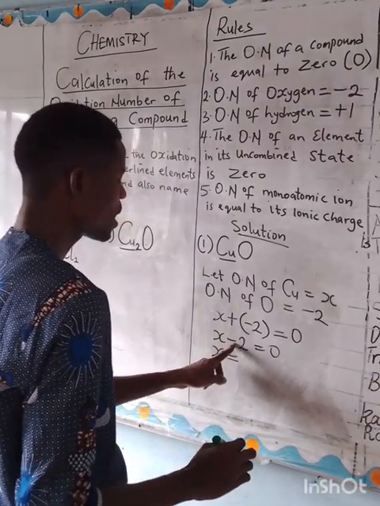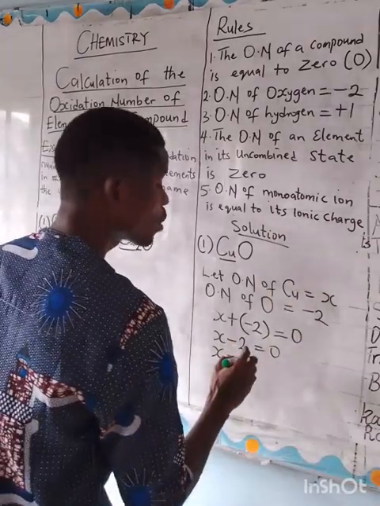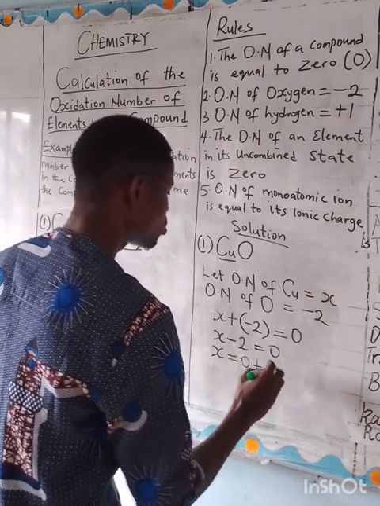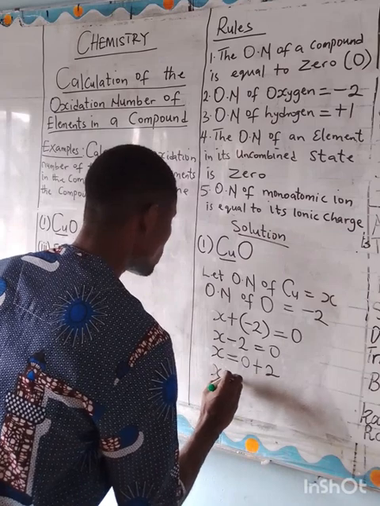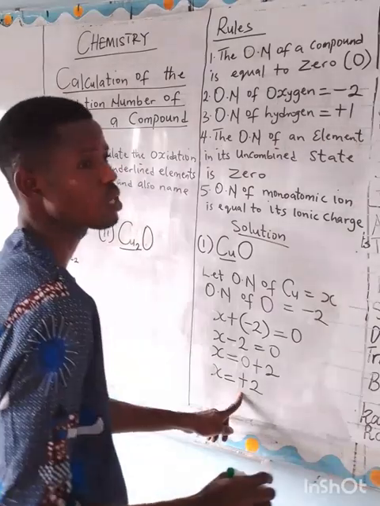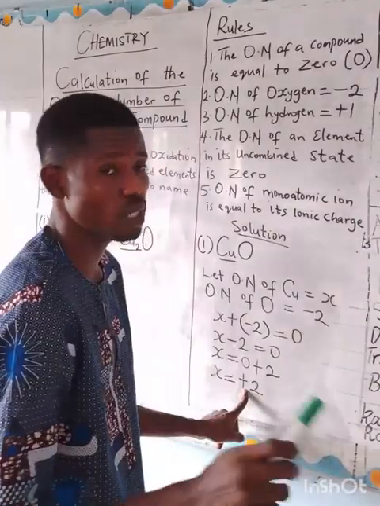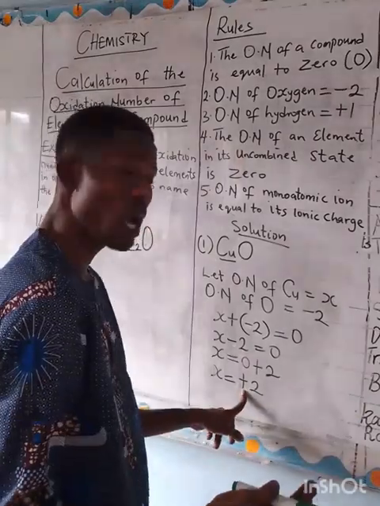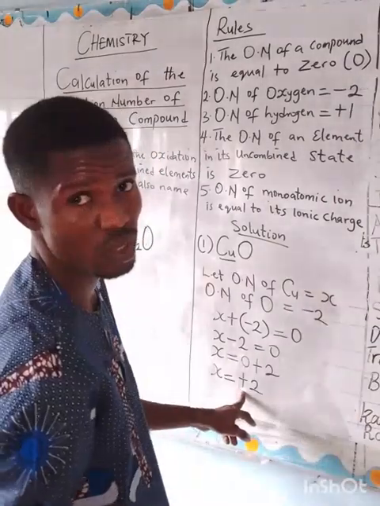When a negative number crosses the equal to sign to the other side, it becomes what? Positive. So it becomes 0 plus 2. Do you get it now? Good. So X therefore equals plus 2. Always add a plus so that we'll be sure what we are talking about. If you don't have a plus, you are only telling us the valency. But with the sign, it tells us that it is the oxidation number.